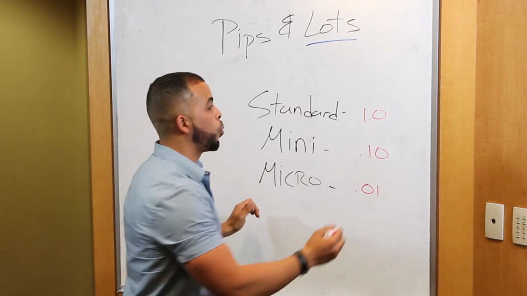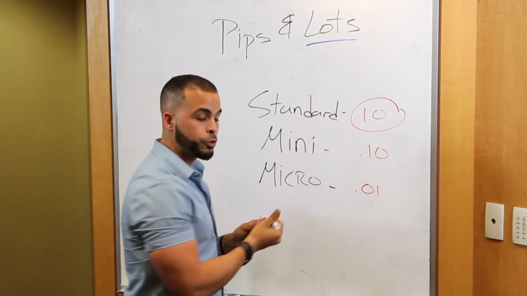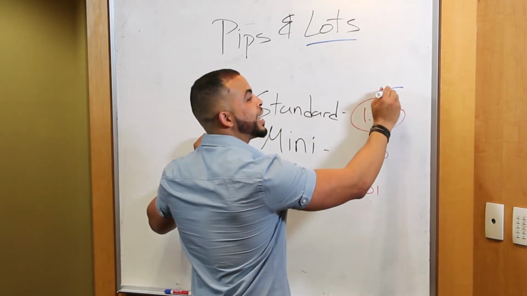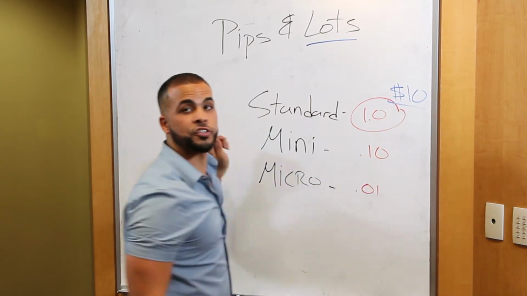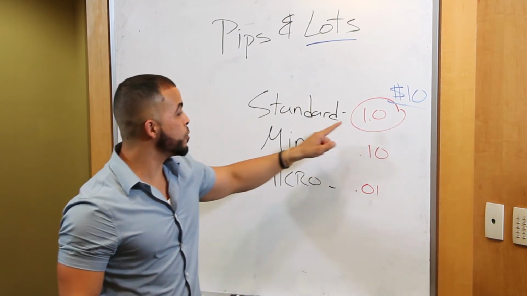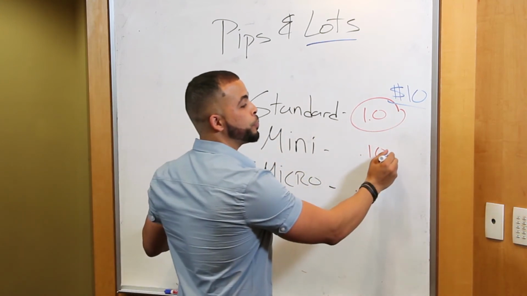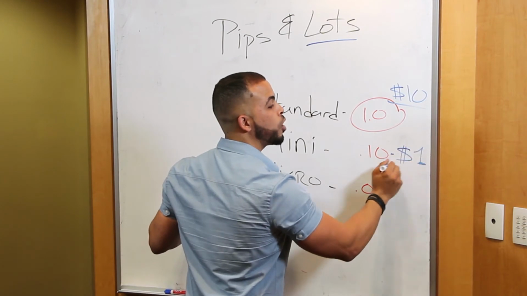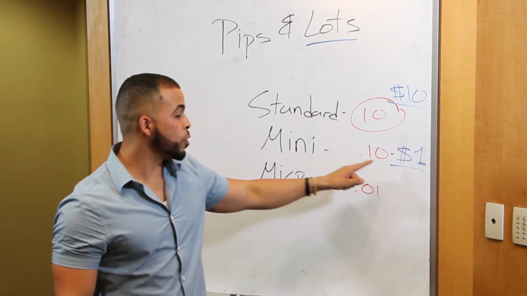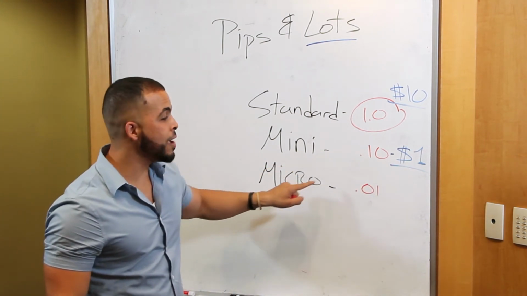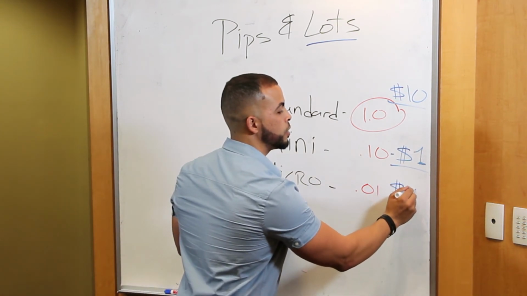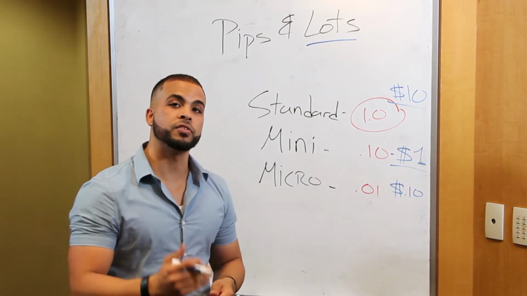If you place an order with 1.0 lots or standard lots, every pip that you make profit is a $10 increase. Every pip that you got on the negative side is a $10 loss. If you place a mini lot, every pip that you make profit is a $1 increase. Every pip that you make negative is a $1 loss. If you place it on a micro scale, every pip that you make on a positive is a 10-cent increase. Every pip on a negative is a 10-cent loss.